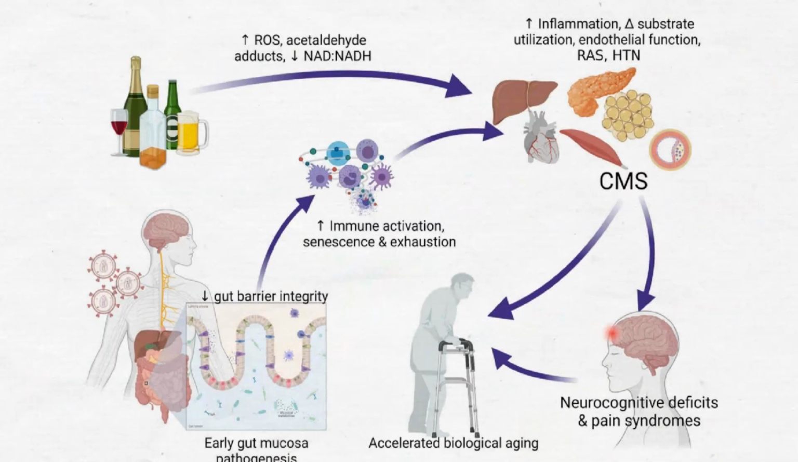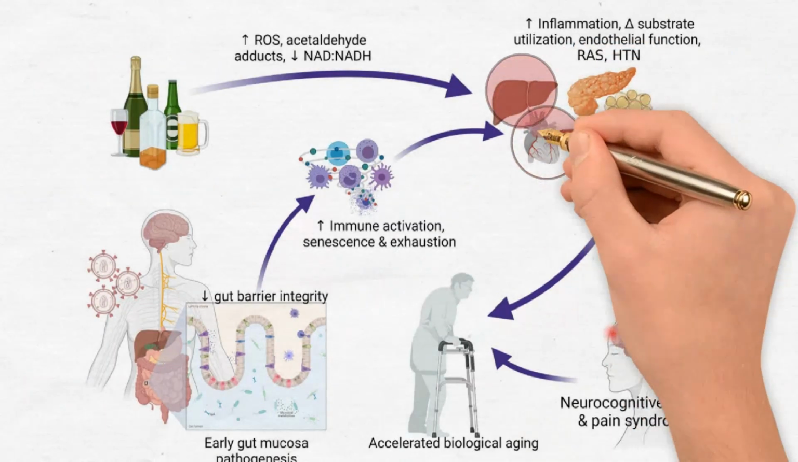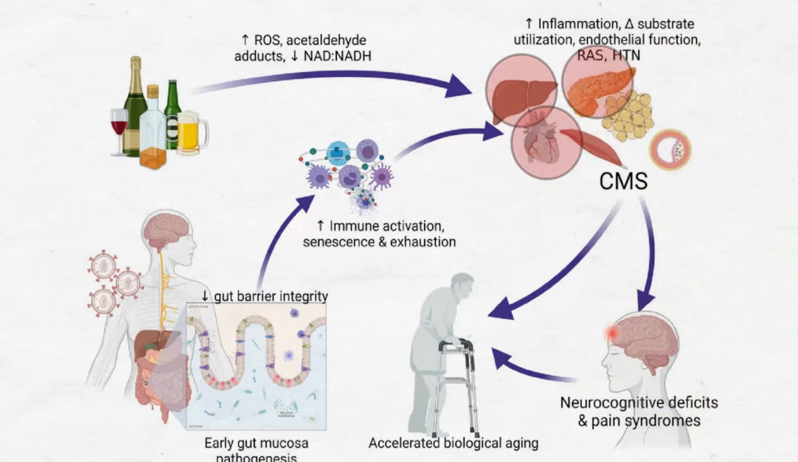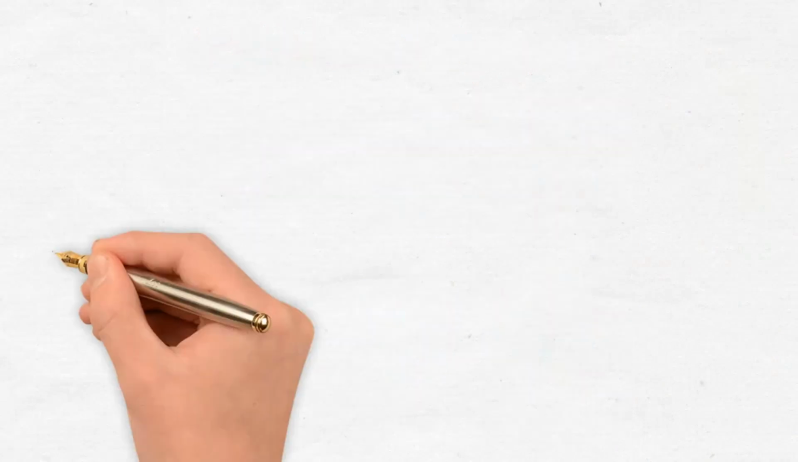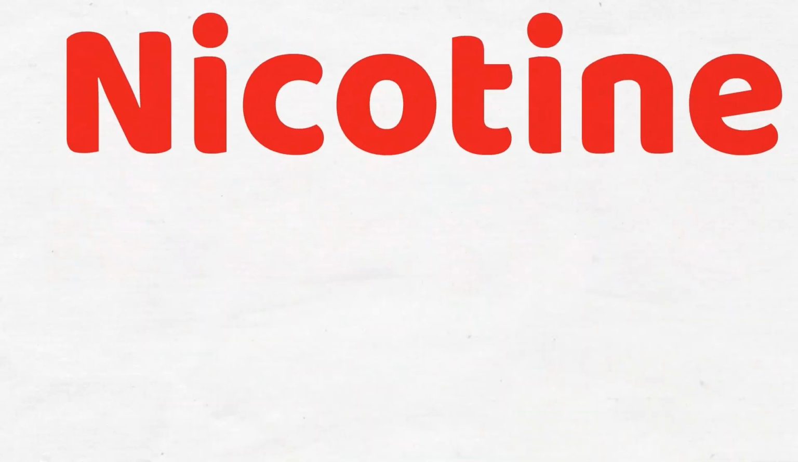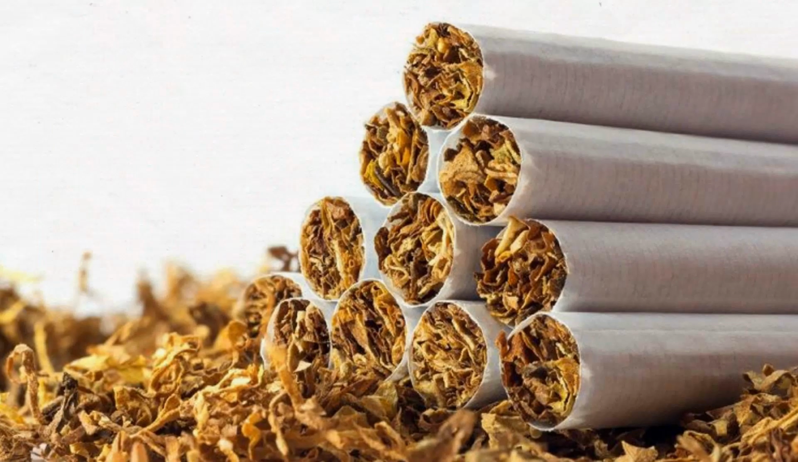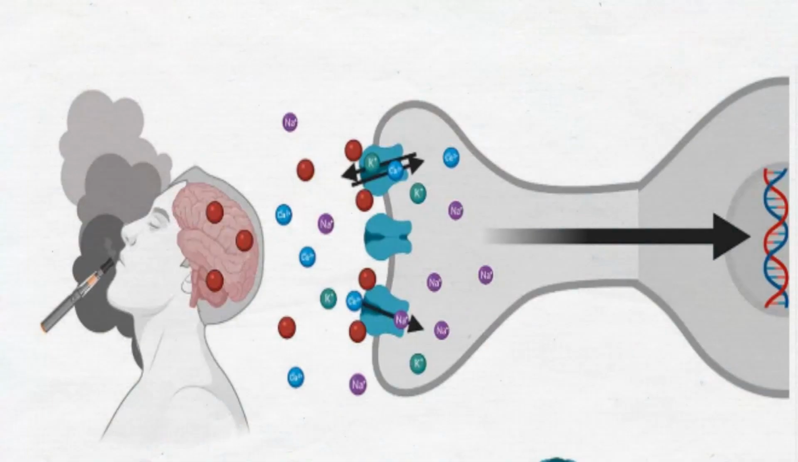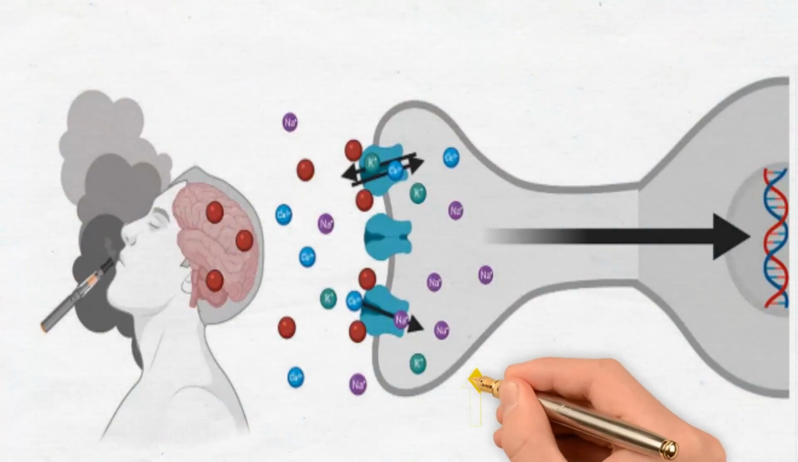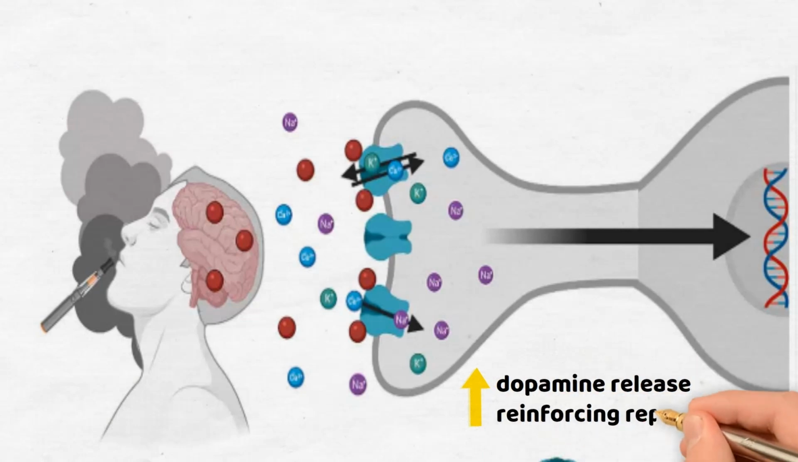Long-term heavy use can lead to liver disease, heart problems, pancreatitis, weakened immunity, dependence, and dangerous withdrawal symptoms. Nicotine. Nicotine is a highly addictive stimulant found primarily in tobacco products and some vaping devices. It rapidly reaches the brain, increasing dopamine release and reinforcing repeated use.